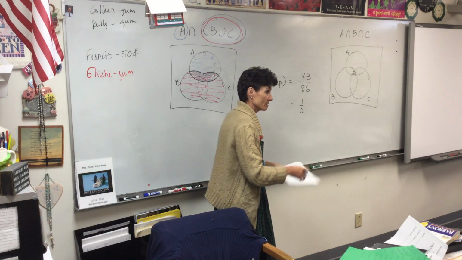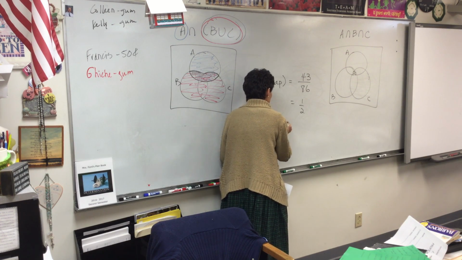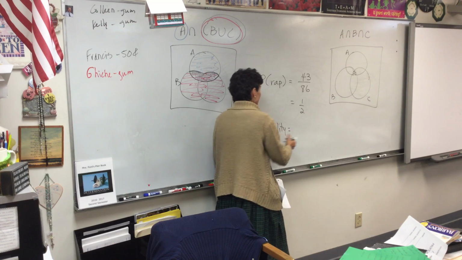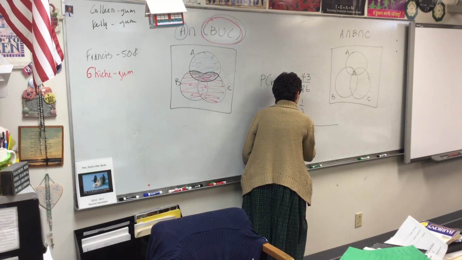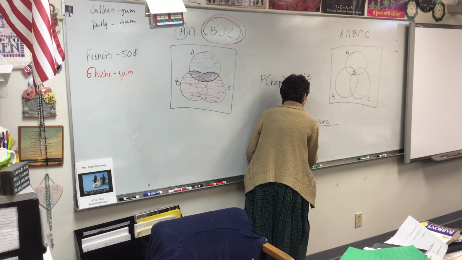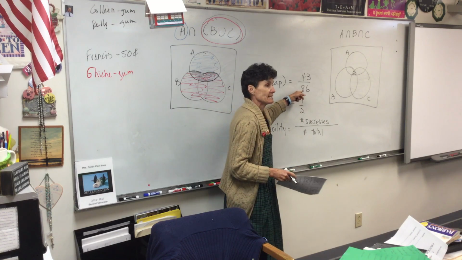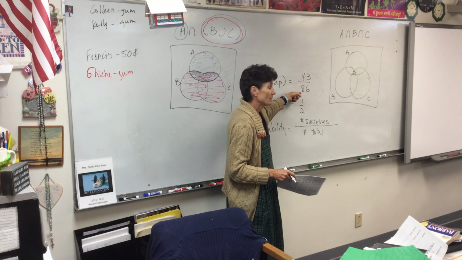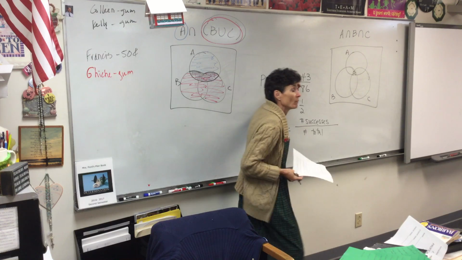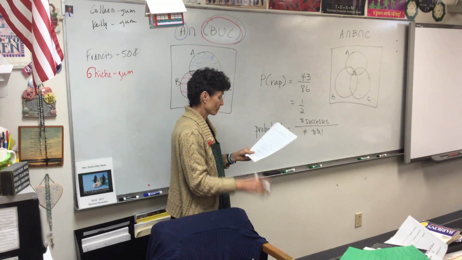Do you understand the basics of probability? That's kind of what this little unit you're beginning is about. Probability is what we call the number of successes, that is what you want, over the number of total options. So there are 86 total people, and there are 43 of them that do what we want, like rap. All right, number 4.